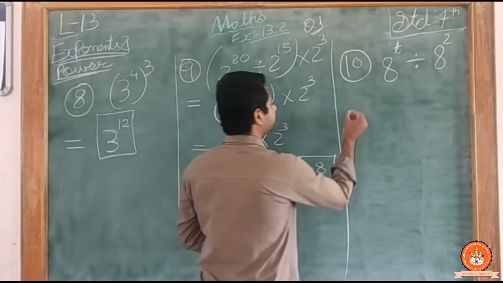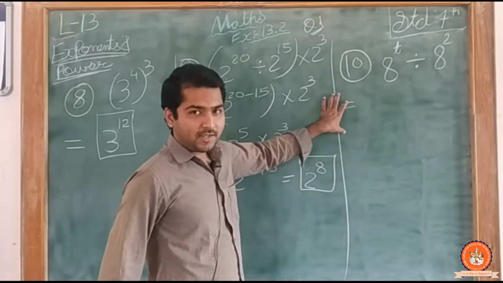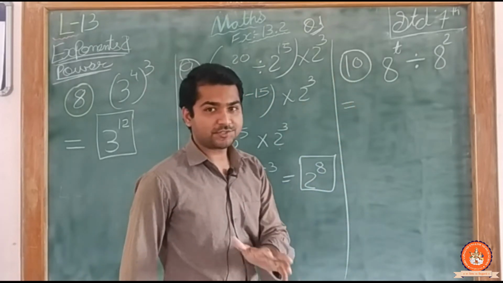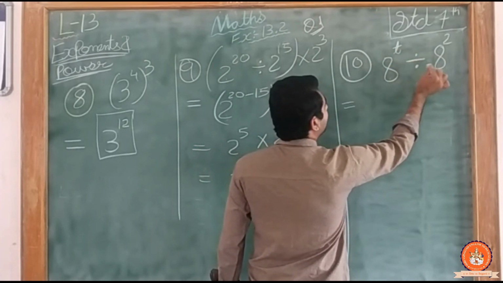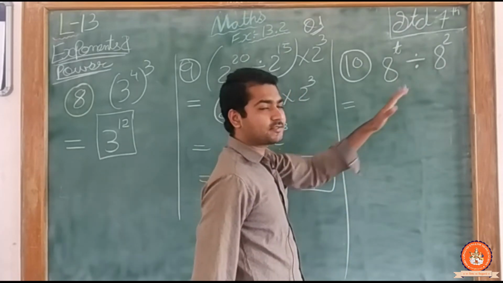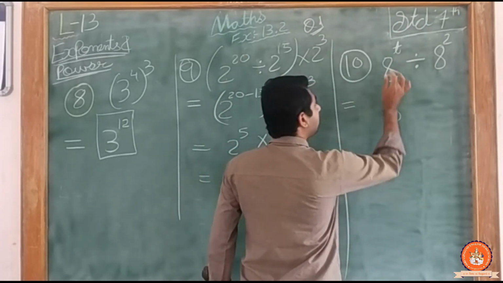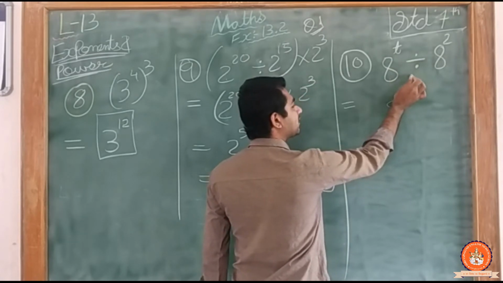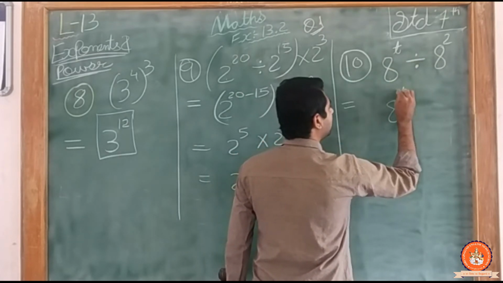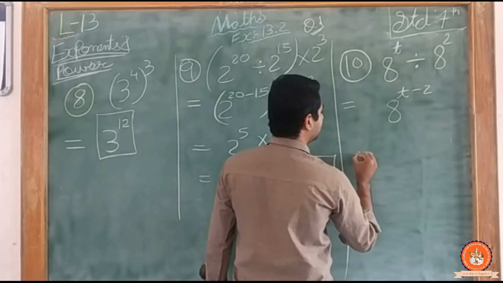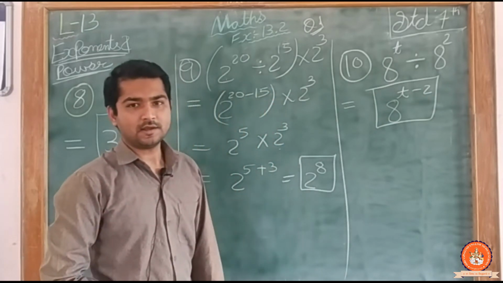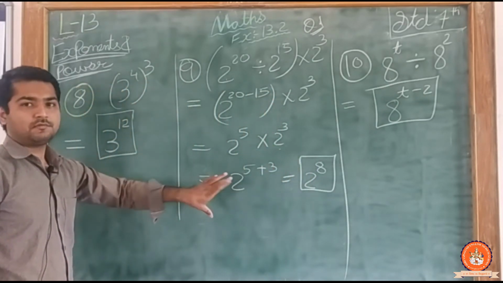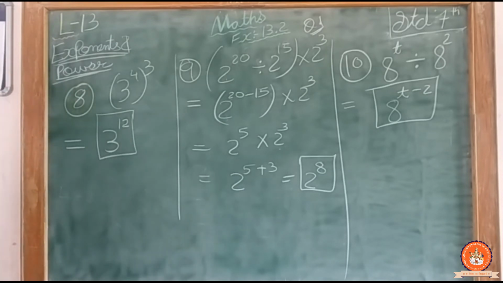Now coming on number 10 question, last question of this question number 1. Clear? So here 8 raised to t divided by 8 square. Bases are same, we will write as it is the base. Powers are different, because of the division sign we will subtract the powers, t minus 2. This is our answer for the question number 10. Write down this. We will start now question number 2 for the exercise 13.2 only.